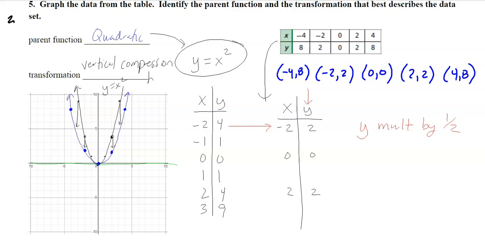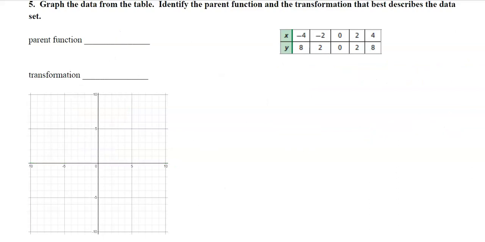Vertical compression by 1/2. So everything got smashed or flattened out by a half. Kind of got wider. So that one's kind of tough. I think these transformations can be a little bit tricky, a little bit difficult.